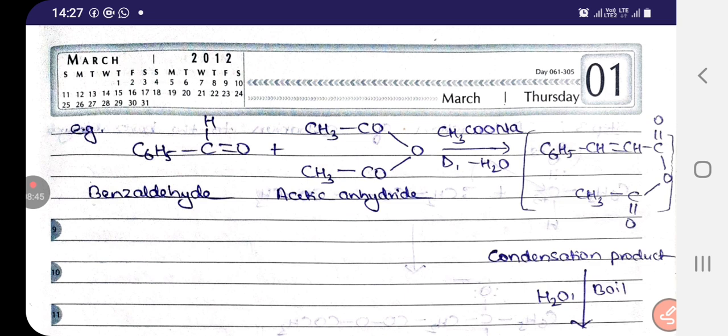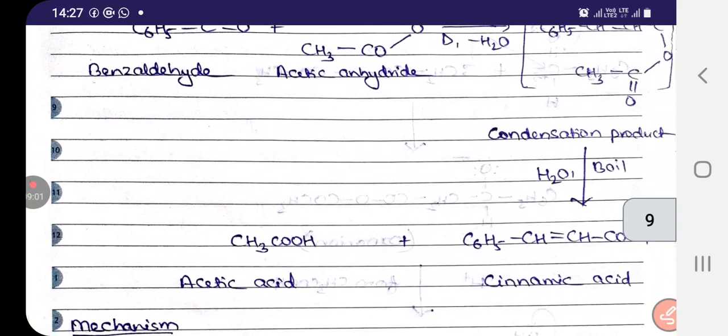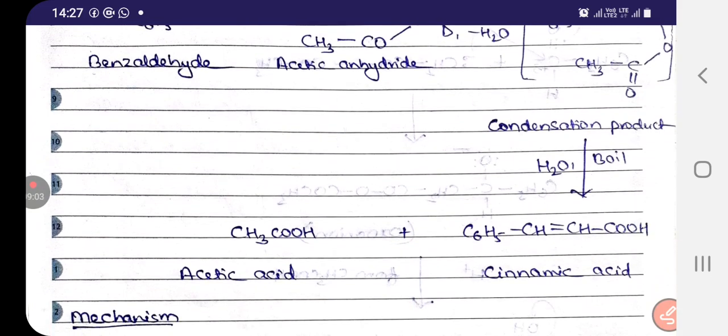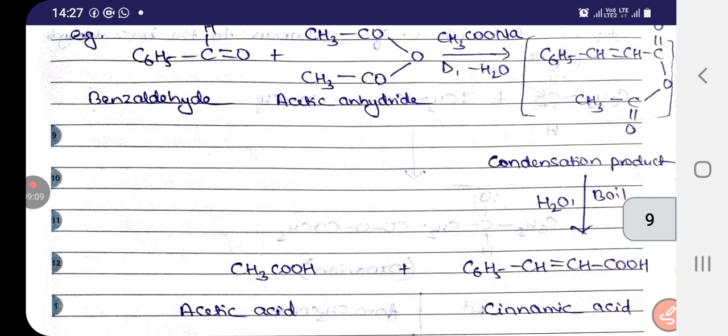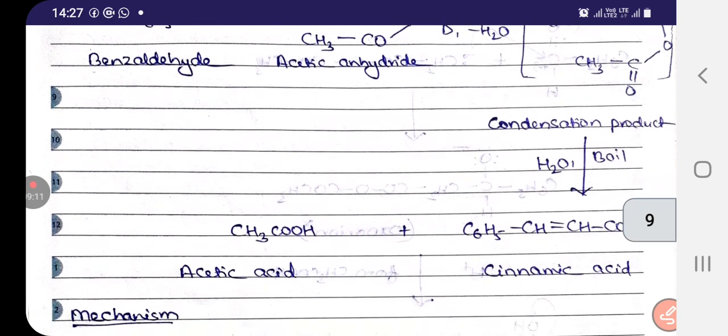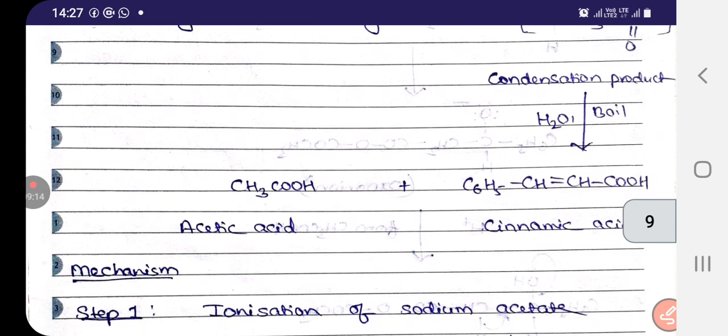Removing out, and the product becomes not addition, C6H5CH CH double bond, here the CH3 also becomes CH, and you have to write all the parts carefully. और जब इसको हम लोग बॉयल करेंगे वाटर के साथ, तो ये दो पार्ट में ब्रेक हो जाएगा, C6H5CH double bond CH COOH, that is cinnamic acid and acetic acid. So this is the Perkin condensation reaction.